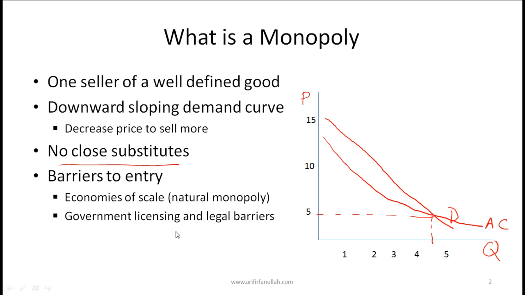The other scenario where monopolies are created is where there are legal barriers, or a situation where the government has given the license only to one provider. So if you take a small country, it is possible that the government only allows one airline to provide airline services within the country. So that would be an example. That airline would then essentially become a monopoly, and it's a monopoly because of a government license only for that business.